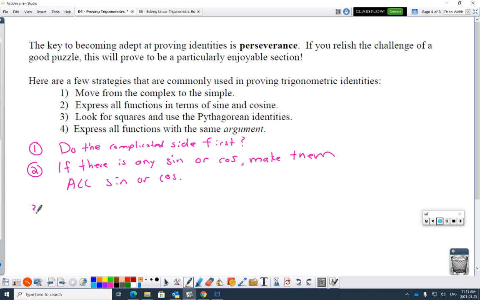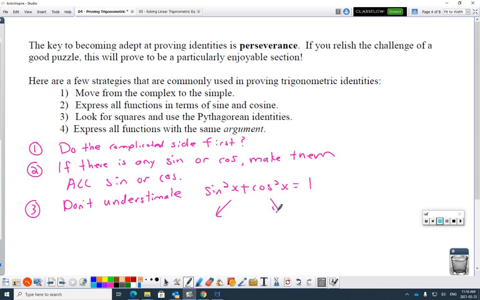Three. Don't underestimate sine squared x plus cos squared x equals 1. That is a powerful identity. In fact, anytime there's a squared in the question, you can reach over and highlight this one and go, oh, this might be involved. But it has two little brothers that are very helpful as well.